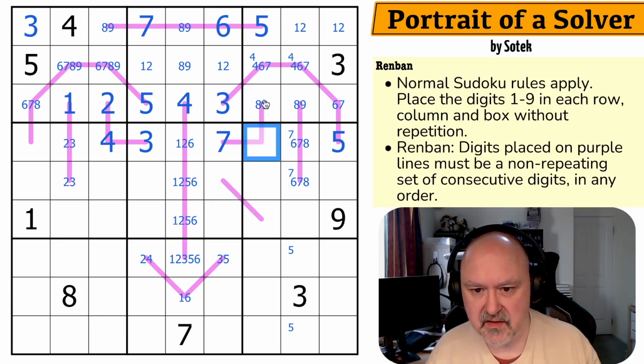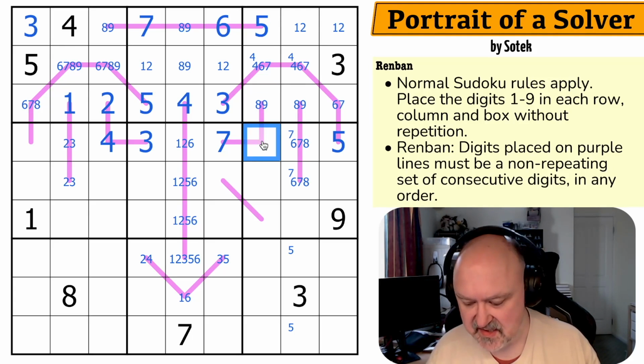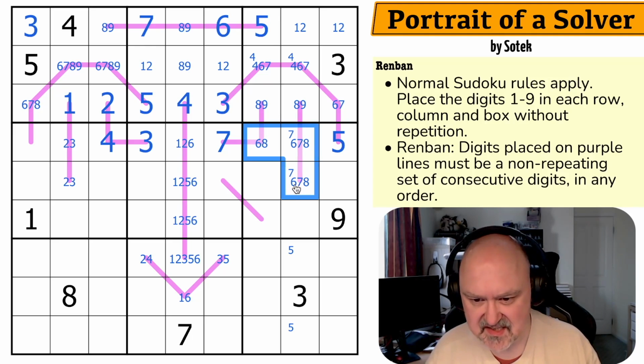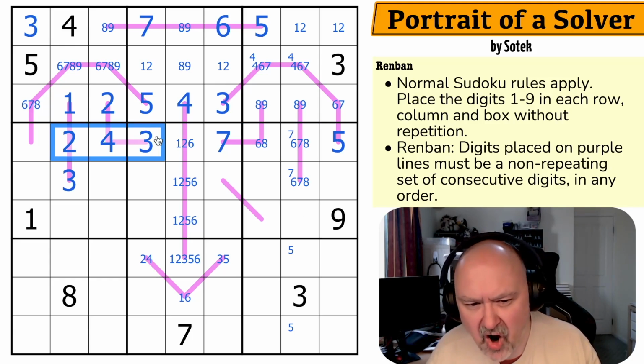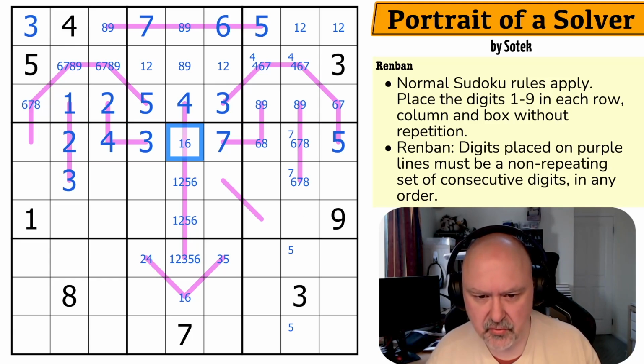Now, this is either a 9, 8 pair, or if this is 8, this is 7, 6. So this is 8 or 6. So this is a 6, 7, 8 triple. The 3 here makes this the 2 and this the 3. That's been there for so long. This is not a 2.